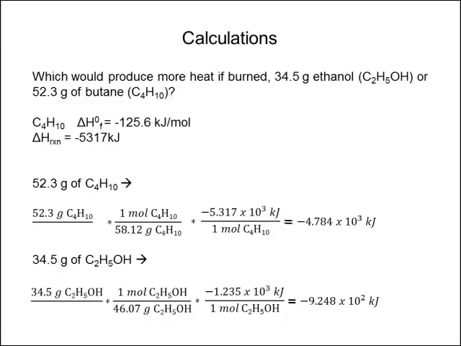Once again, keep in mind that negative sign is just indicating that it's an exothermic process, it's giving off heat. So the butane is actually producing more heat, even though it's got technically the more negative value. Negative just indicates it's exothermic, it's giving off heat. So the amount of butane there gives off 4.784 times 10 to the third kilojoules of heat. The amount of ethanol gives 9.248 times 10 to the 2 kilojoules of heat.